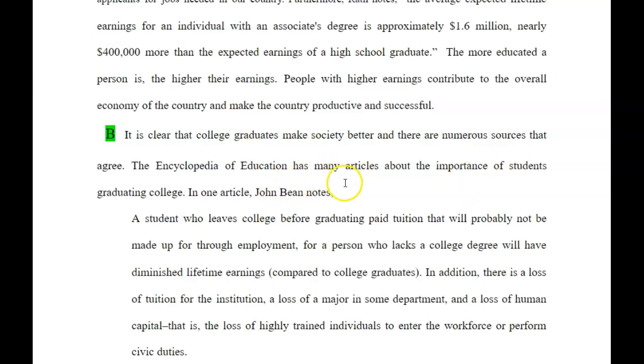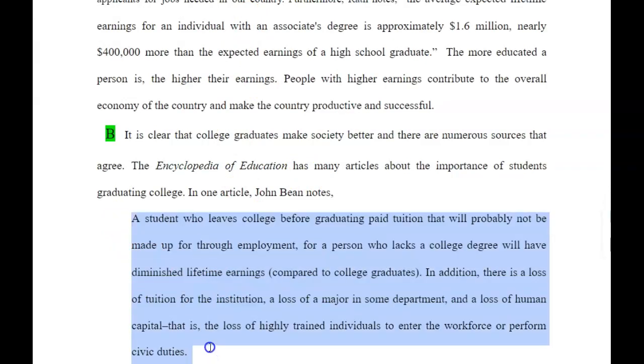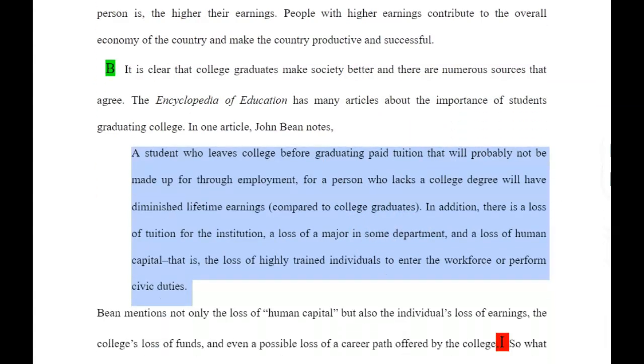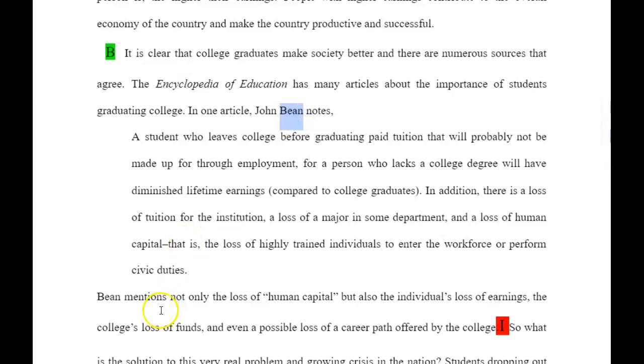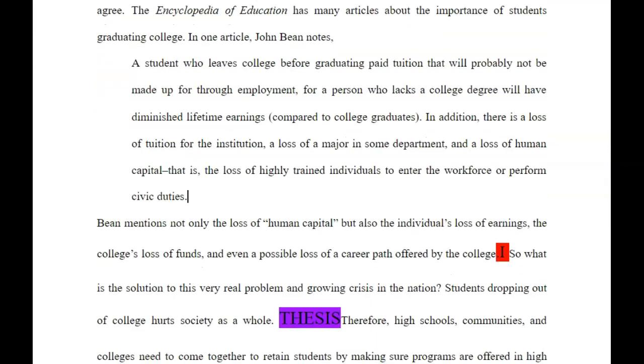The Encyclopedia of Education has many articles about the importance of students graduating college. In one article, John Bean notes. So I'm telling where John Bean wrote. What is he writing for? I think I needed to italicize that, actually. And then because this is a block quote, I have indented it. Okay? And it does not have quotation marks. And because I introduced Bean here, I do not need his name at the end. All right. I then go on to explain it.